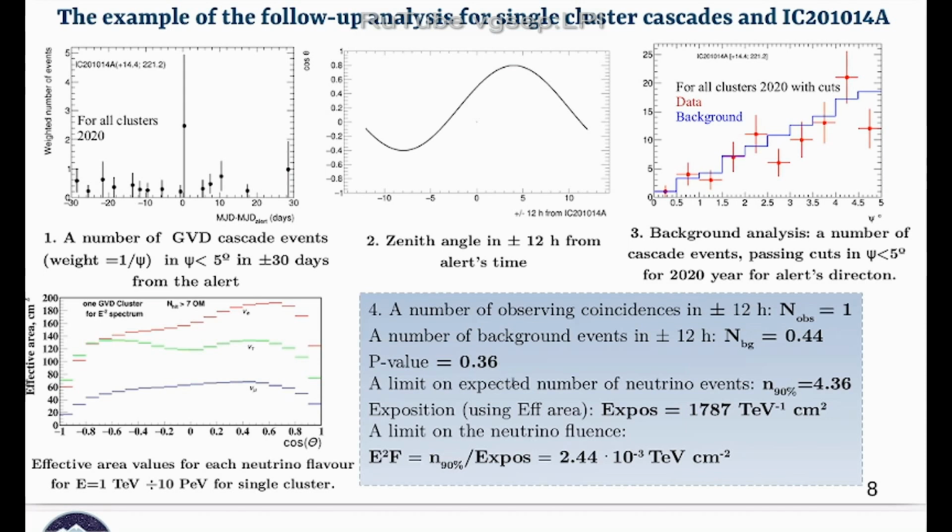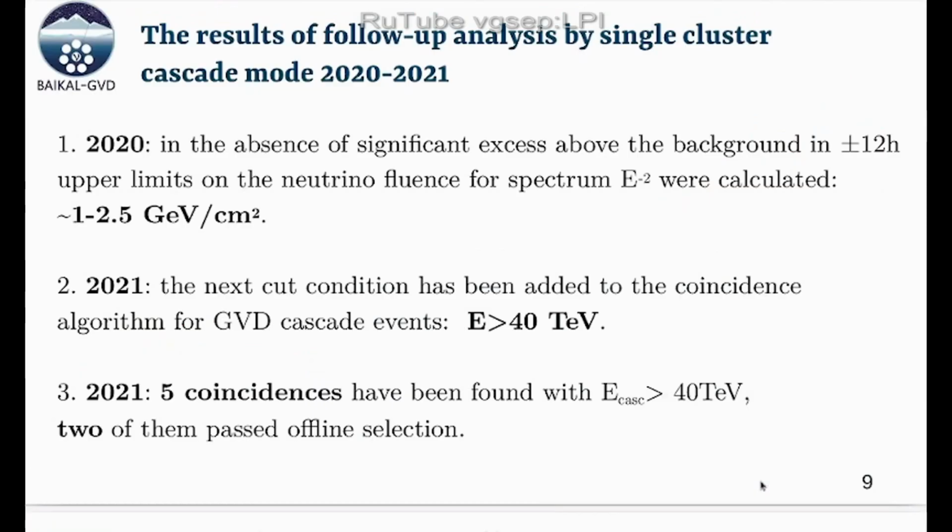So the p-value using these two values is 0.36. The limit on the expected number of neutrino events was 4.36. The exposure using this effective area was 1,787. And in conclusion, the limit on the neutrino fluence was this number, 2.44 GeV divided by square centimeter.